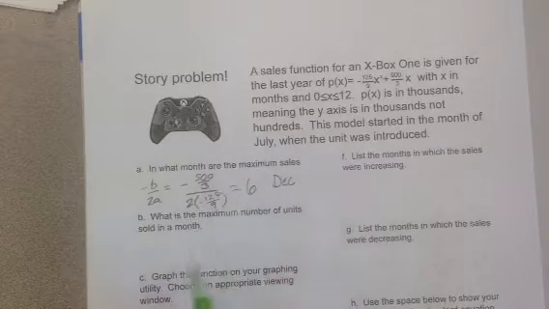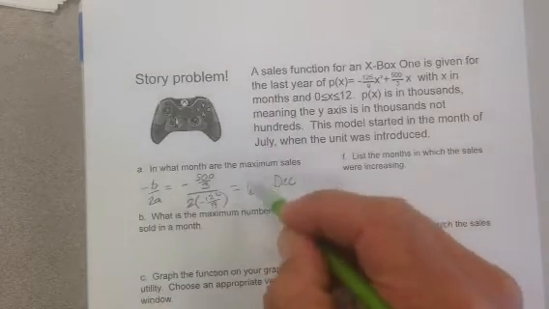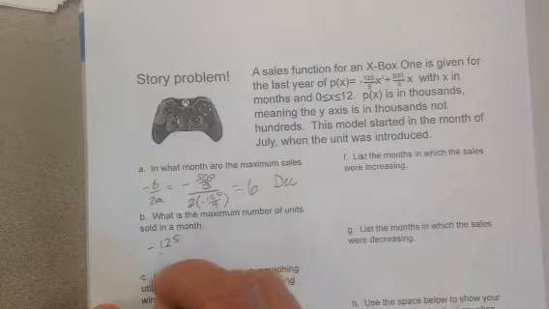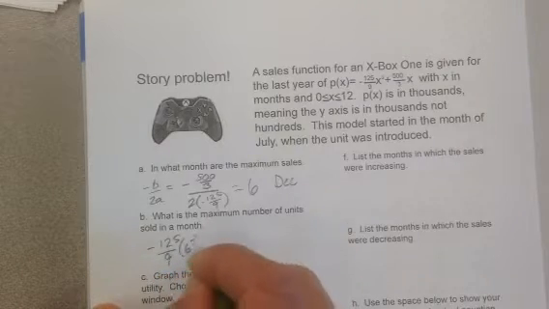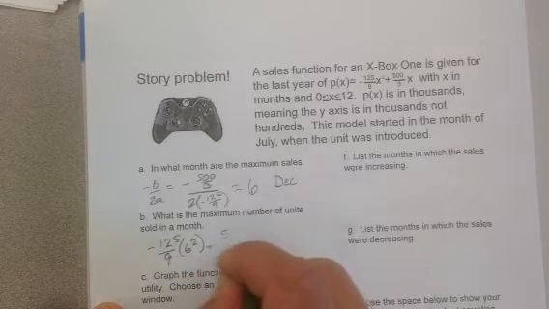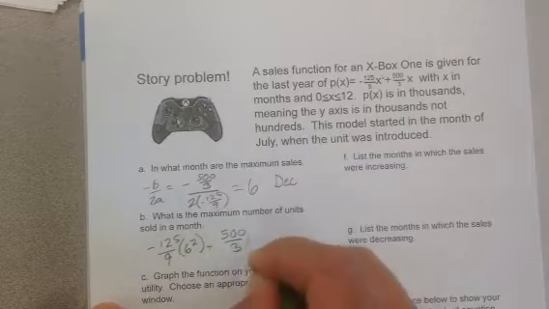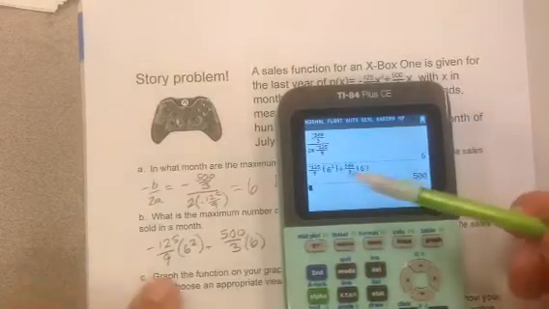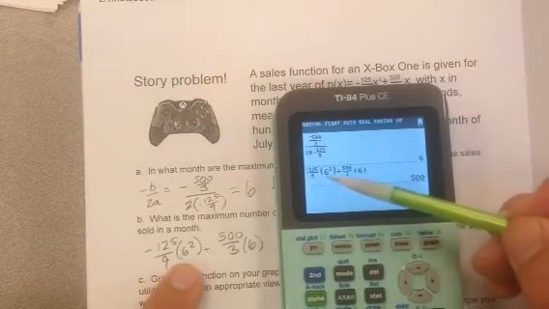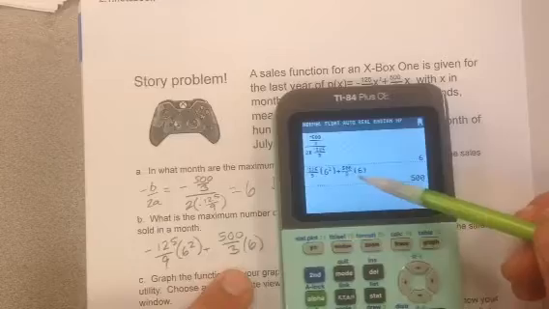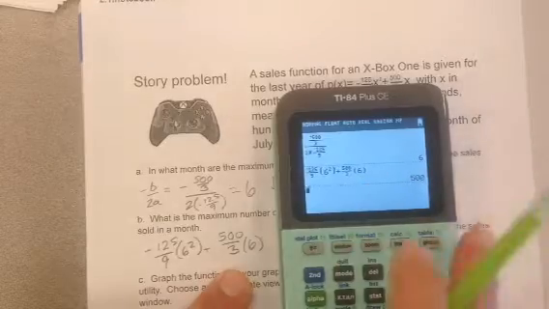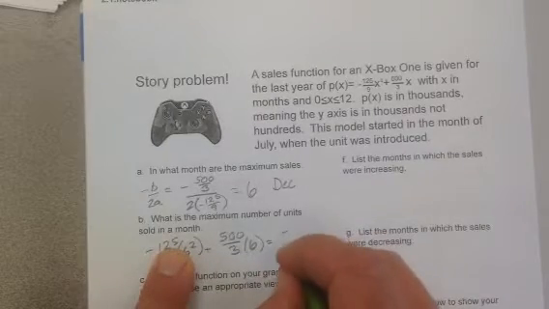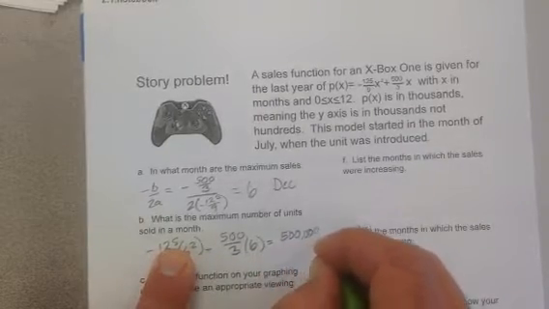This is when the max units is what I would get if I take the 6 and plug it in. So I'm going to go negative 125/9 times 6 squared, plus 500/3 times 6, which I've also already done on my calculator, and I got 500 in thousands. Maximum number of units, 500,000 units.